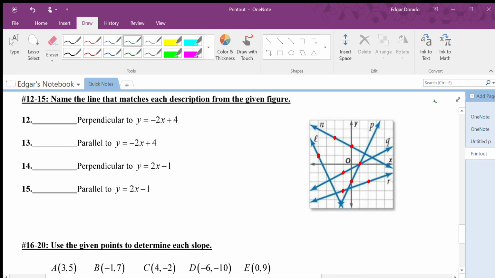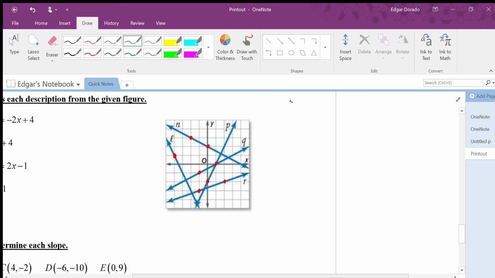All right, so let's go ahead and do that. I want to know the slope for line N, the slope for line L, the slope for line P, the slope for line Q, and the slope for line R. Did I miss any? N, L, P, Q, R. Nope, that's it.